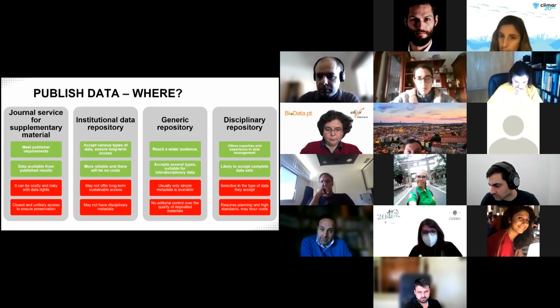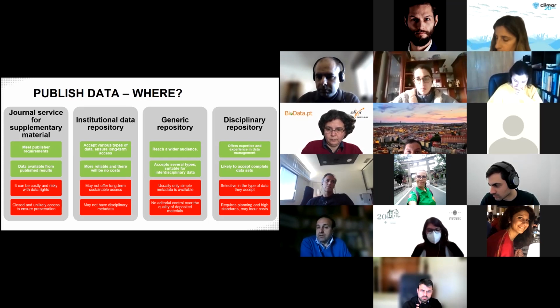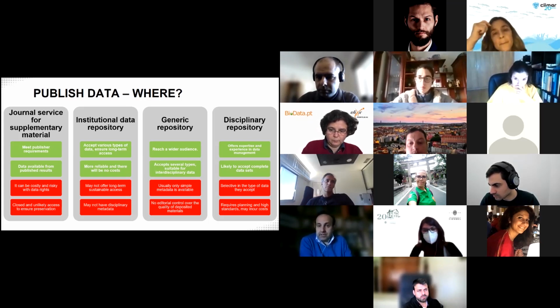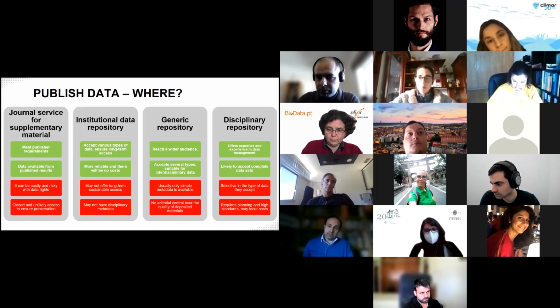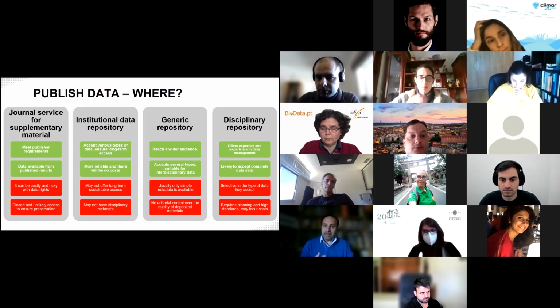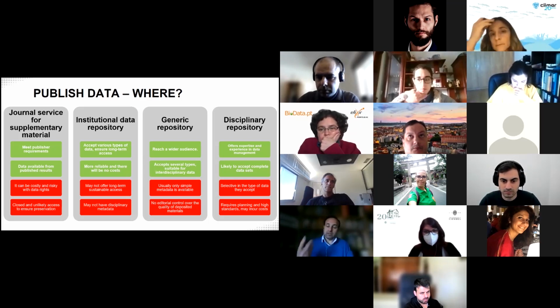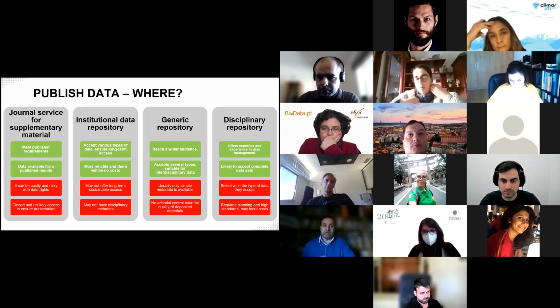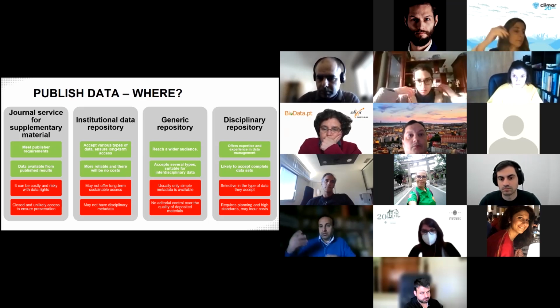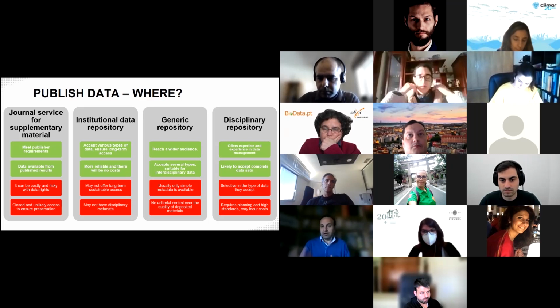You may also find generic repositories. Usually we call them catch-all repositories or hybrid repositories, that are for different kinds of discipline domain research data, but also for different kinds of research outputs in the same place. You can deposit a publication, a data set, an audio file, a video file, a graphic, a diagram, a report, etc.